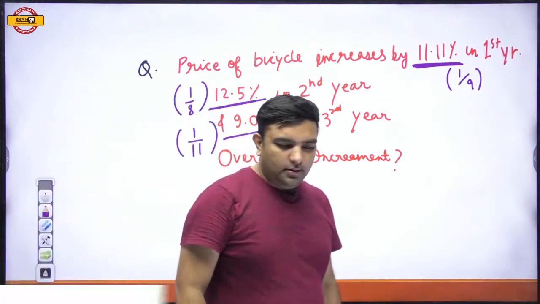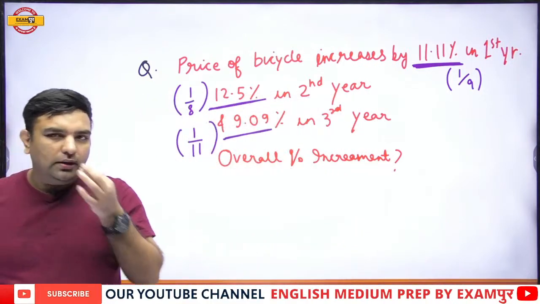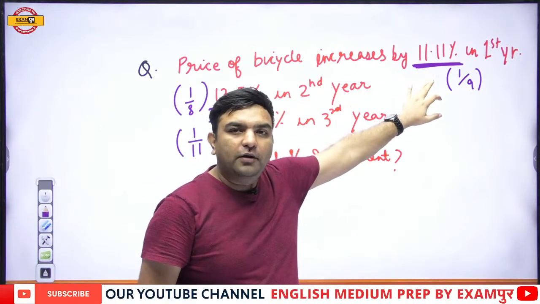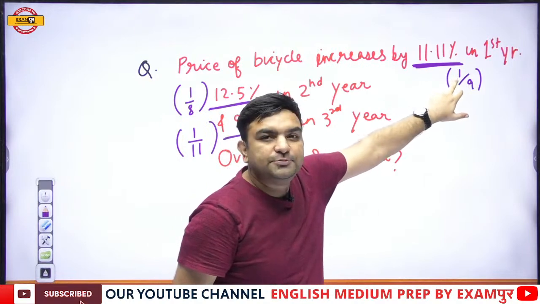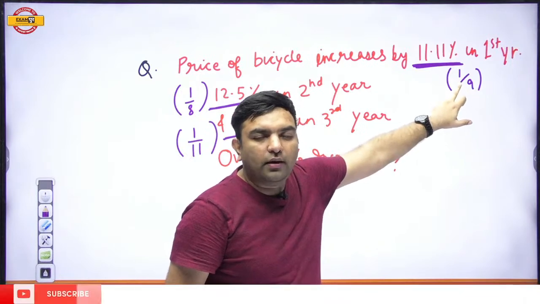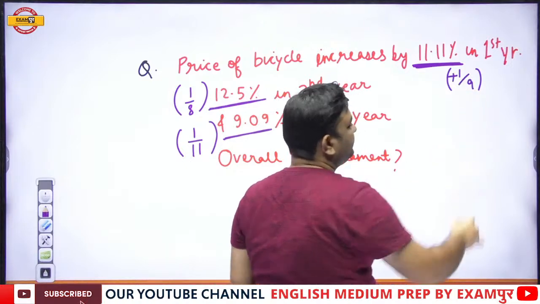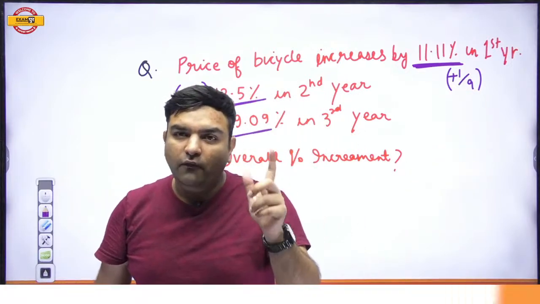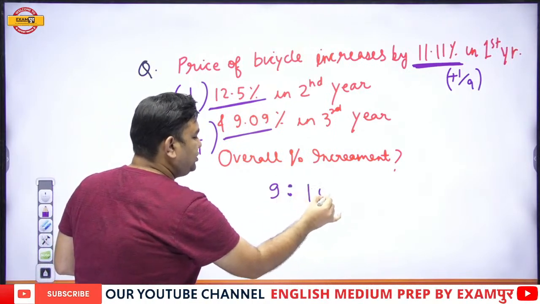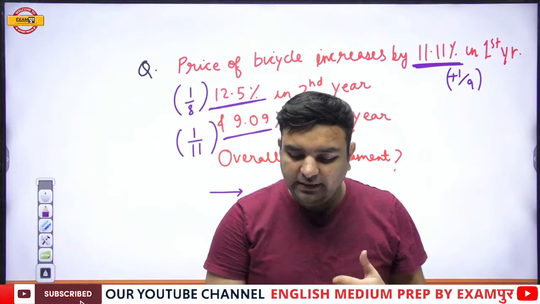Okay. Now, look what I am going to do. Increases by 11.11%. Can I say increases by 1 over 9? Increment of 1 over 9. So from 9, it has become 10 in the first year.